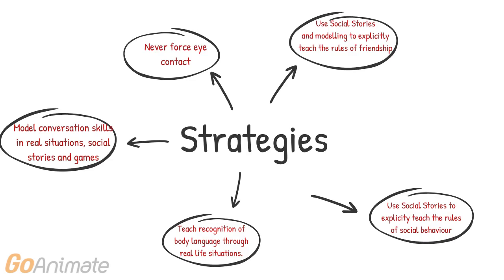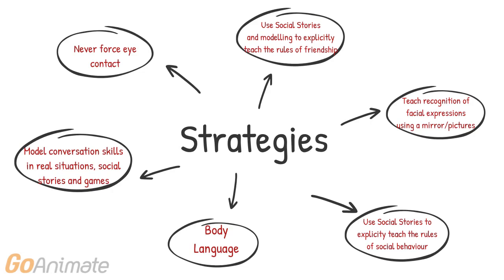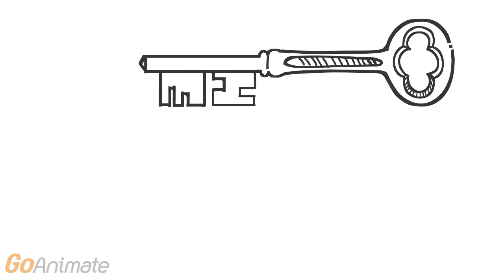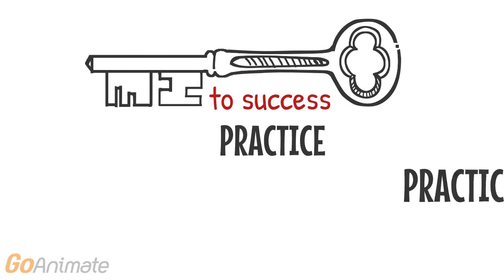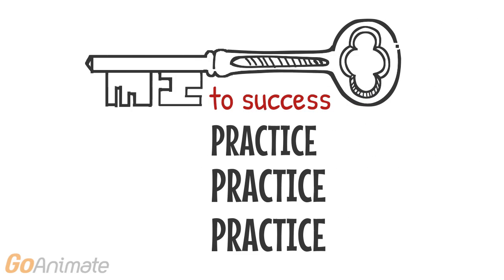Again, use social stories, social scripts, modeling, appropriate games and real situations that occur to explicitly teach the rules of friendship. Employ the help of classmates. Have the child use a mirror to practice recognition of facial expressions and find appropriate pictures to practice recognition in others. The key to success with all of these skills is repetition and practice, practice, practice.